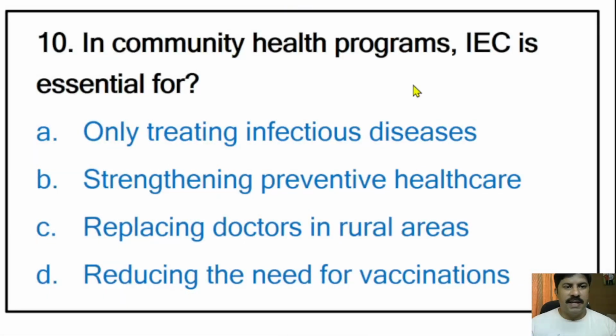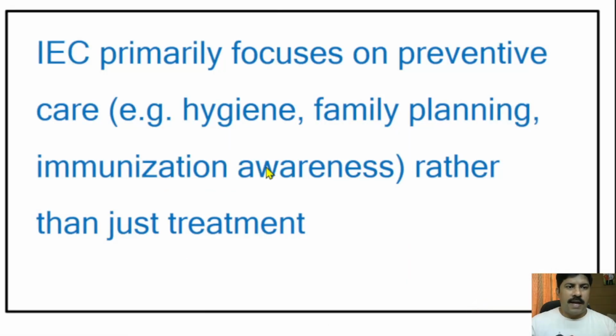Tenth question: in community health programs, IEC is essential for only treating infectious diseases, strengthening preventive healthcare, replacing doctors in rural areas, or reducing the need for vaccination? The correct answer is strengthening preventive healthcare. In community health programs, IEC is essential for strengthening preventive healthcare. IEC primarily focuses on preventive healthcare, that is hygiene, family planning, immunization awareness, etc., rather than just treatment.